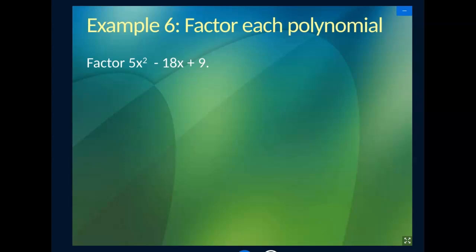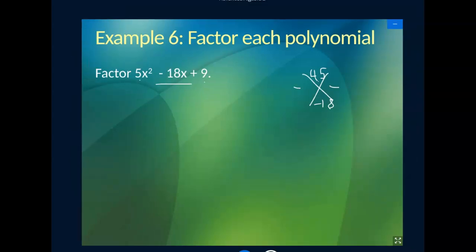So it's the first number times the last number. So 5 times 9. Middle number goes in the bottom. So you need two numbers that multiply to 45 and add to negative 18. If the top number is positive, then either both numbers are positive or both numbers are negative. So in this case, they both have to be negative. What two negative numbers multiply to 45 and add to negative 18, Nicholas? Perfect.